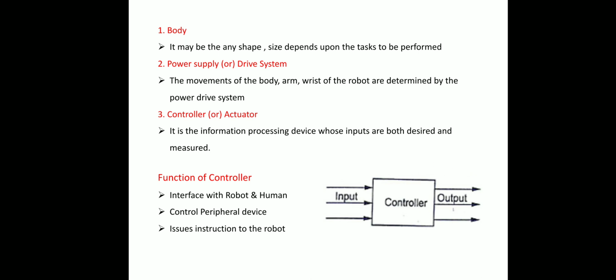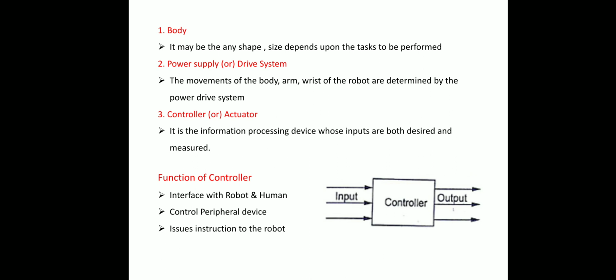Next one is the power supply and the drive system. The power supply is the main source to operate the robot, and the drive system is how we make the movements by using a hydraulic, pneumatic, or electrical system. Whatever power we utilize to make the motion in the robot is called the power supply. Then the actuator makes the motion, for example a piston cylinder arrangement or motors. These are the things we utilize to make the motion.